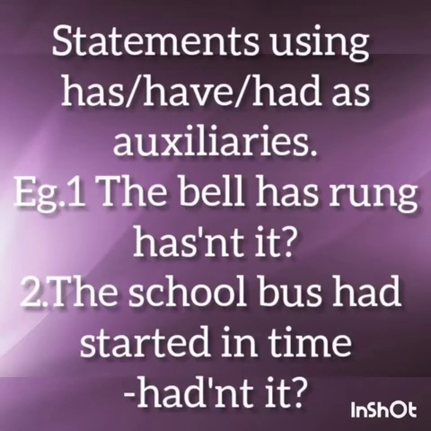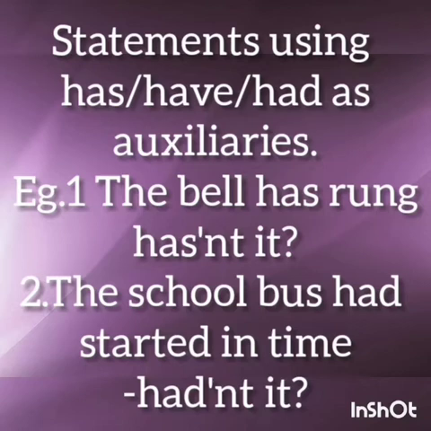Next rule is for statements using has, have, had as auxiliaries. You have to see the sentence: the bell has rung. Rung is the main verb. Has is the auxiliary. In such a case, the statement is positive, so the tag should be negative. Has, what is the negative? Has not. So, hasn't it. Next example: the school bus had started in time. Had, what is the negative form? Hadn't it. This rule is applicable only if the helping verb comes along with the main verb.